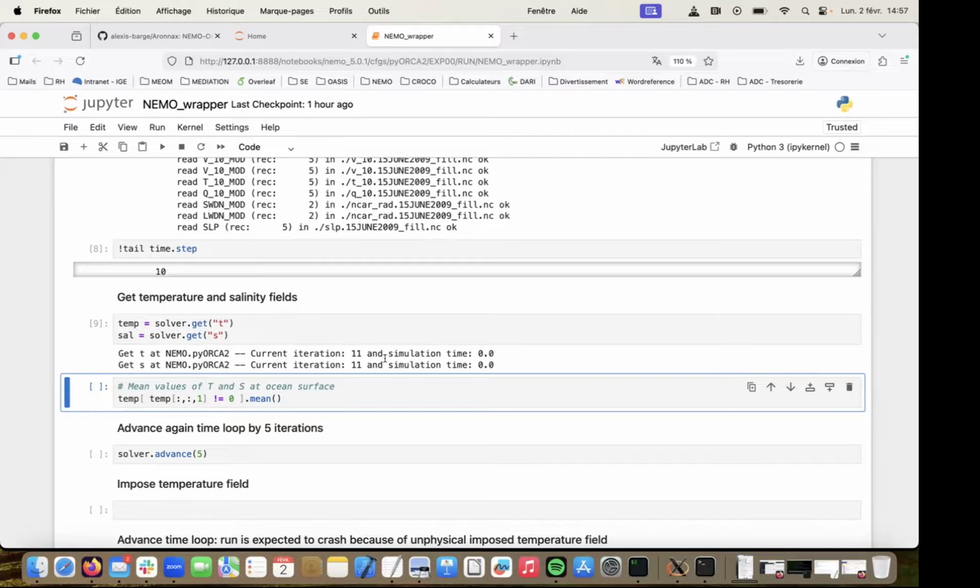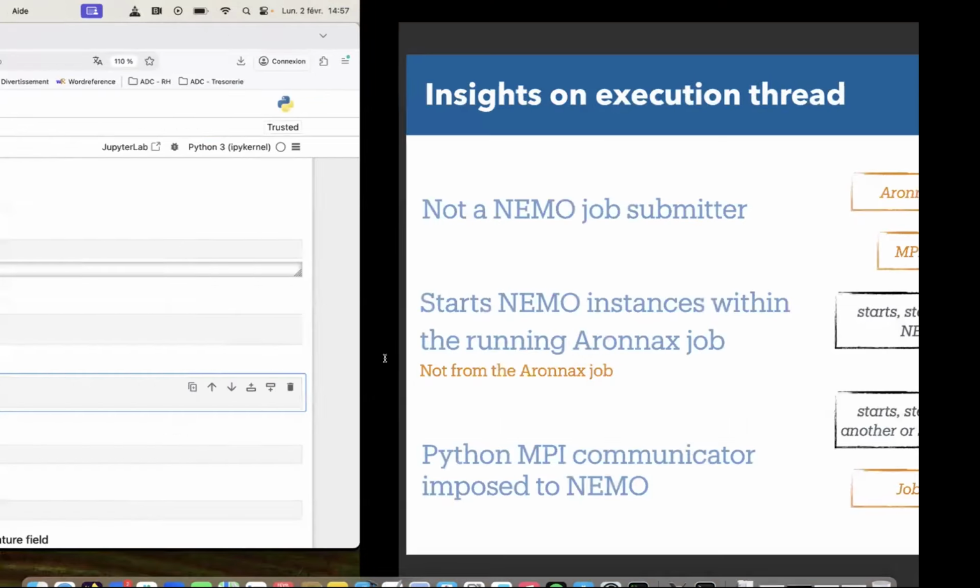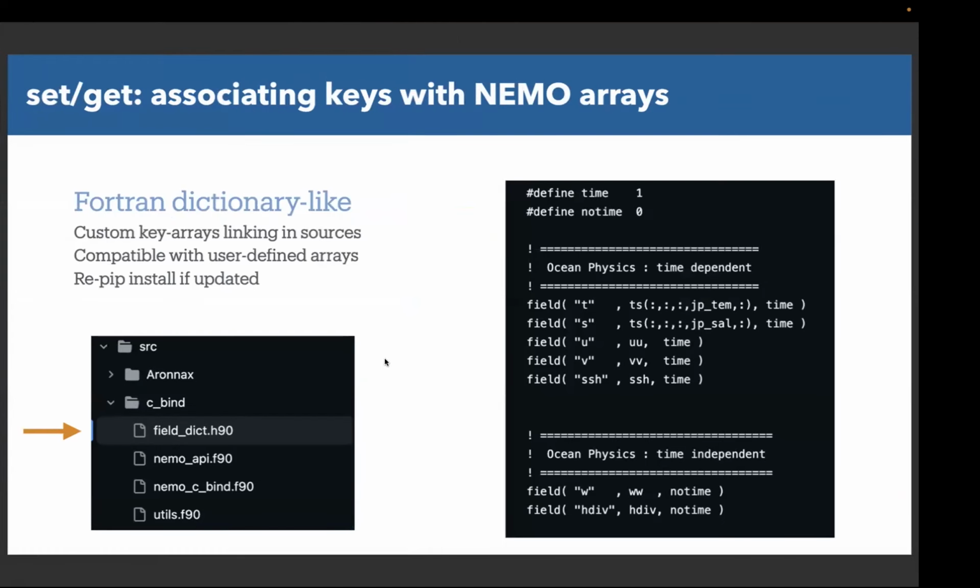Because we need to do this association, if I go back to my slide, there is a source file that can be modified by the user, and I tried to design it to be as intuitive as possible, in which just this file can be modified with this small field function. That is a Fortran-like dictionary in which the association between a name, the key, for example U, is associated with the array UU that corresponds to the velocity in NEMO.